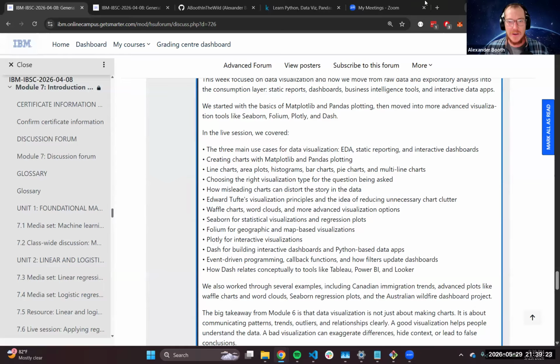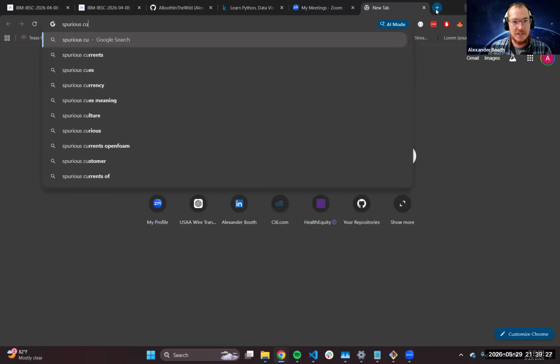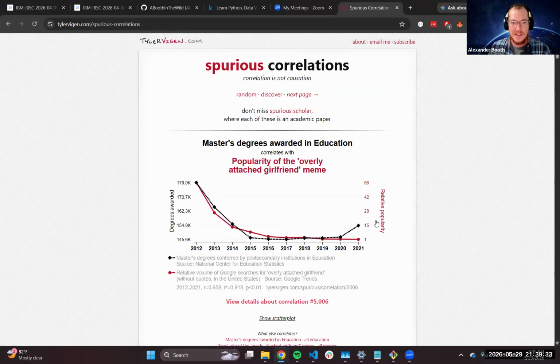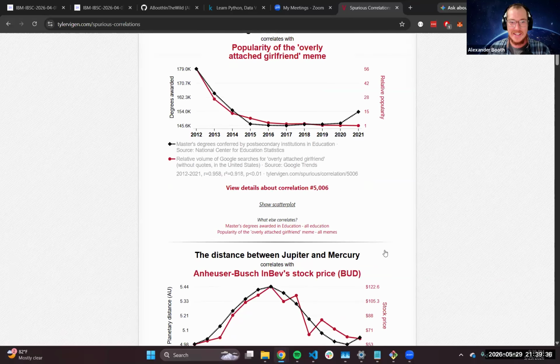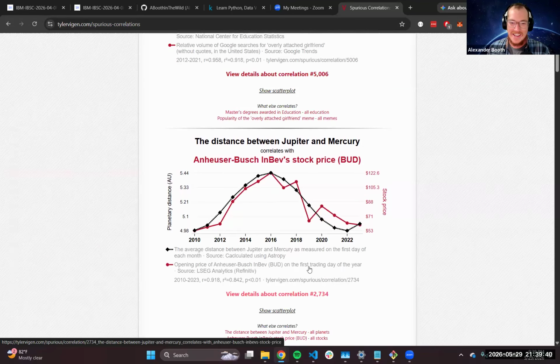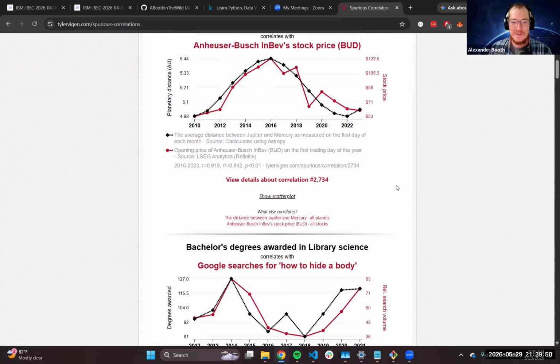Let's see here. I'll also add in spurious correlations to this. I don't know if you've checked out spurious correlations, but this is where we identify patterns or signal in things that don't really exist. And I think that is something that can lead to poor storytelling, right? So yeah, the distance between Jupiter and Mercury correlates really well with Anheuser-Busch's stock price. So how funny is that?